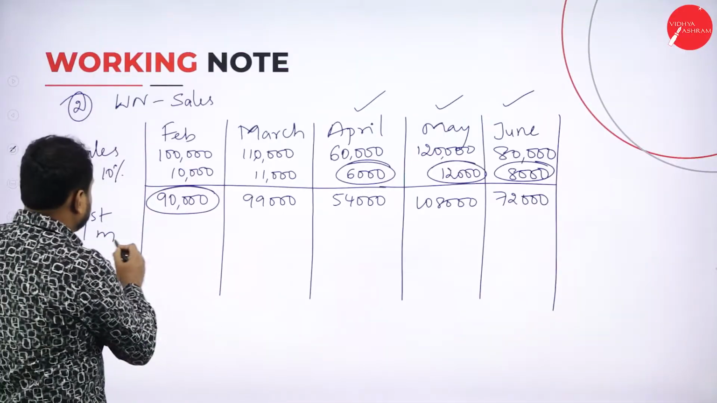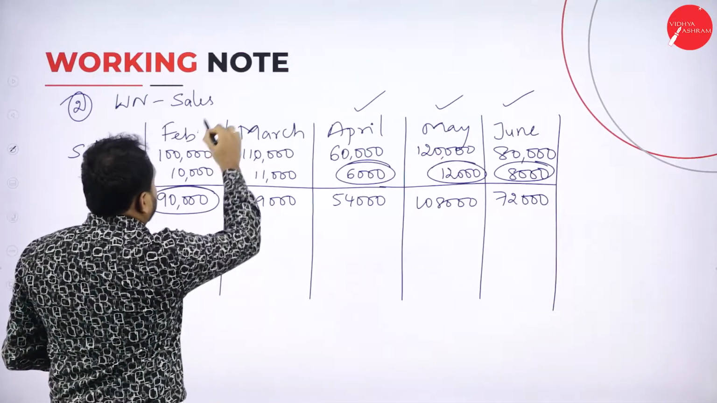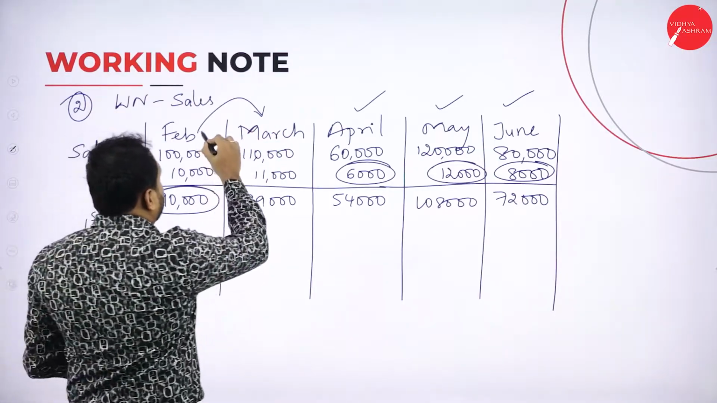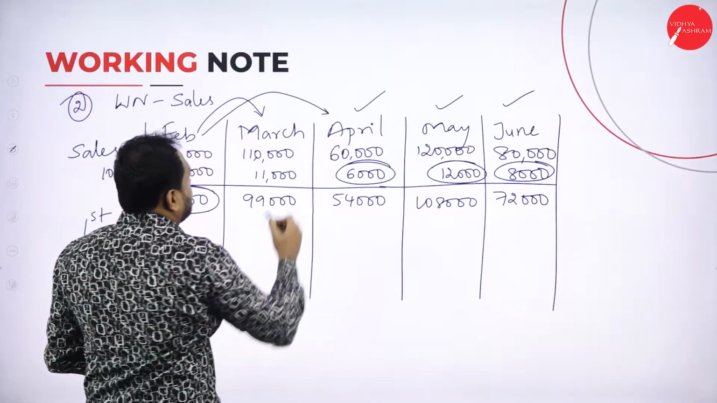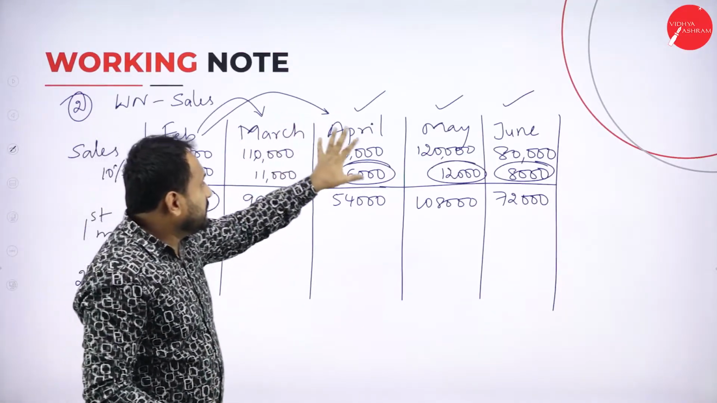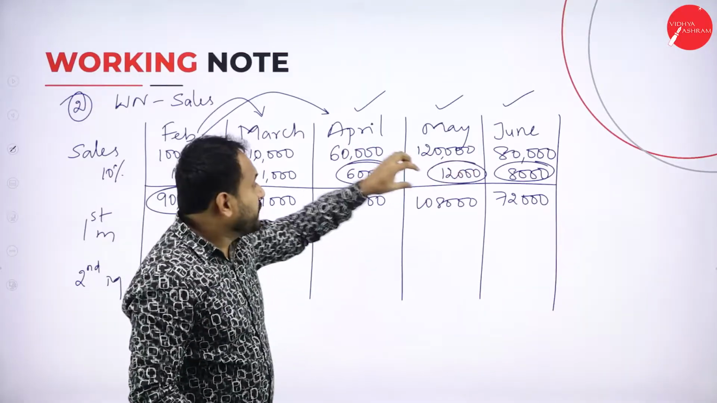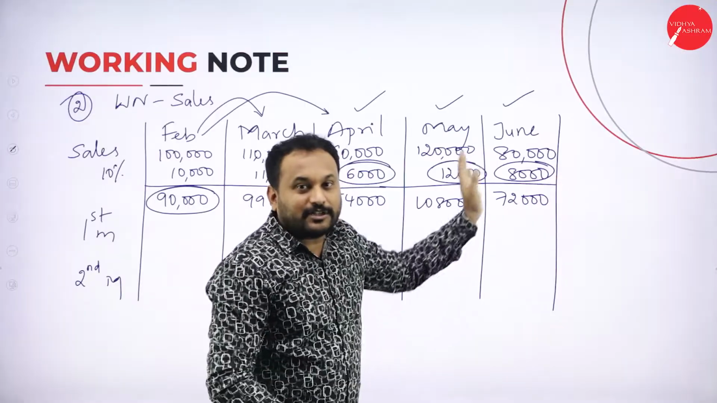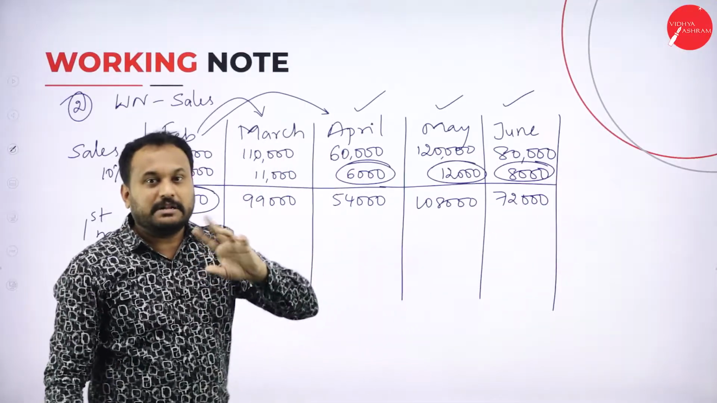So here what happens is, in that first month, after that February, I'll receive in the month of March, and the February amount I'll receive the remaining in the month of April. The same way here, March you will receive in the month of April as well as May. April you will receive in the month of May as well as June. So this continues 2 subsequent months.